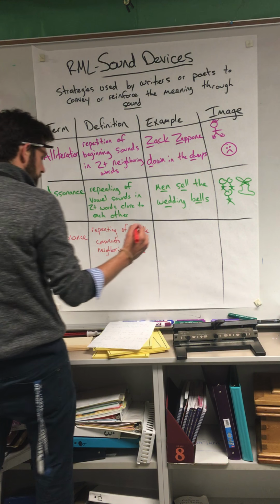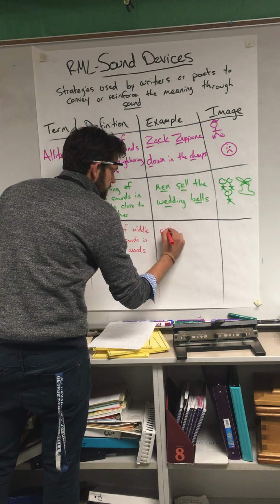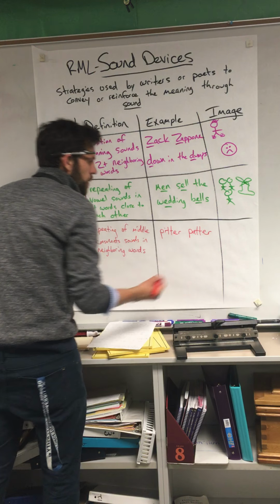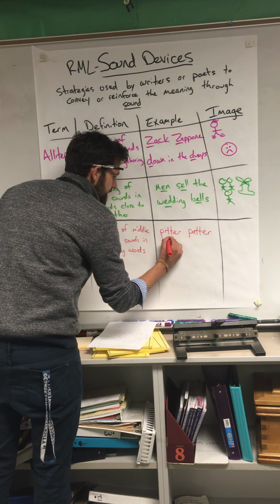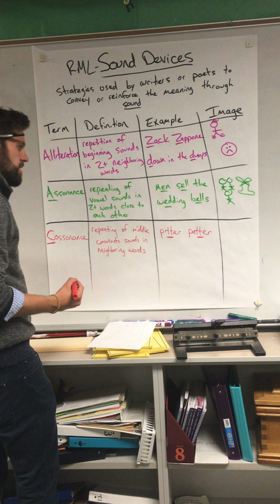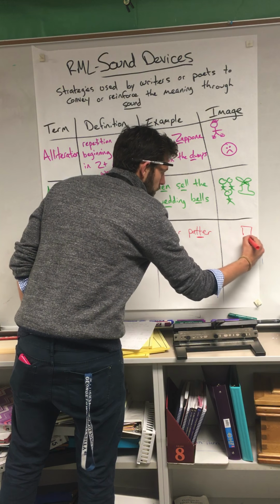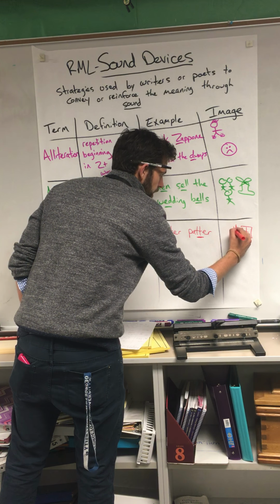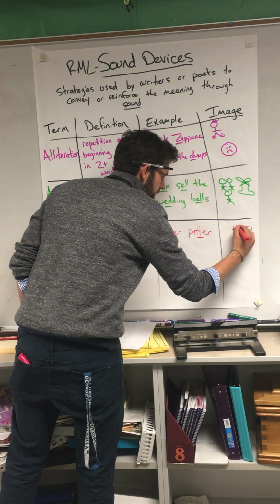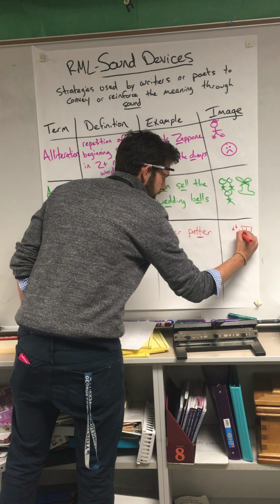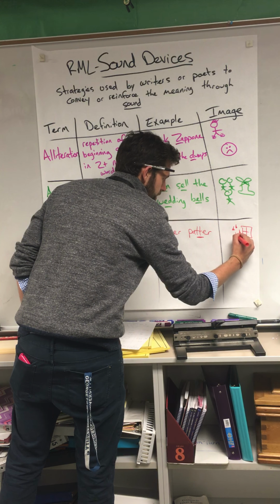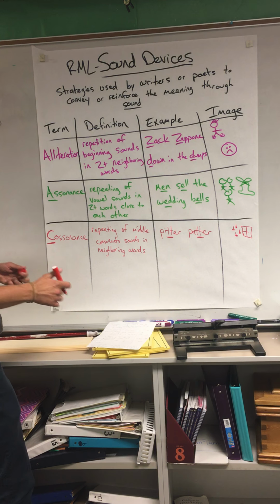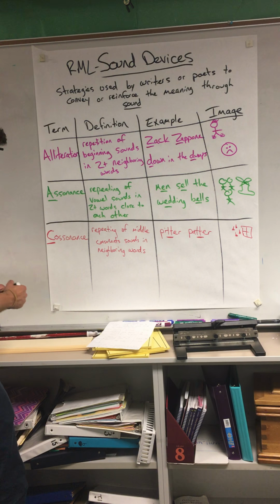And neighboring words. So an example would be pitter, patter. What is the repeating sound here? The repeating T. Pitter, patter. So I'm going to draw a picture of a window and the pitter patter of the rain. These are my raindrops. And you can hear the pitter patter, which is consonance, the repeating consonant sound.